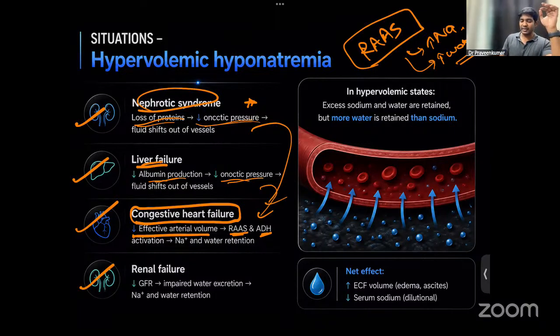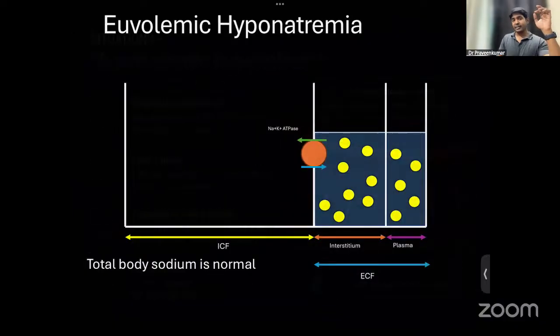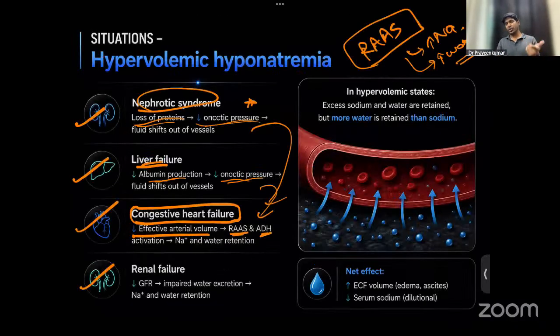So the problem here is you are having both water excess and sodium excess, but water excess is much more than the sodium excess. So you can write it like this: water excess is more than sodium excess. So that is about hypervolemic hyponatremia.